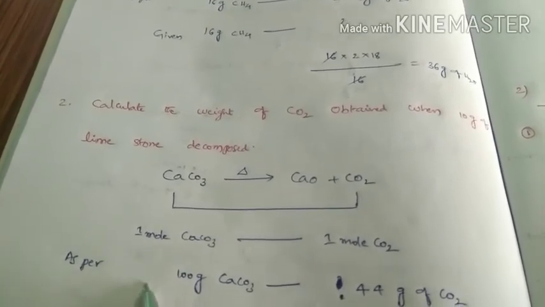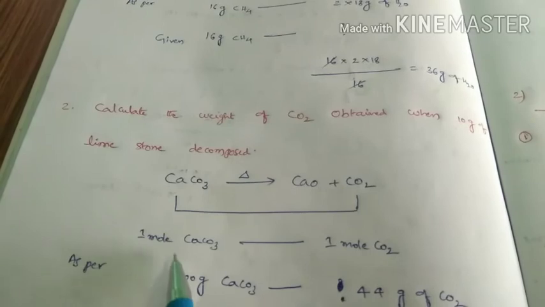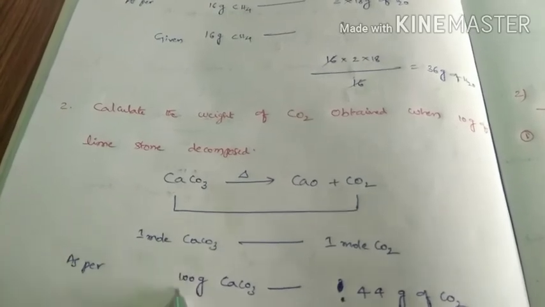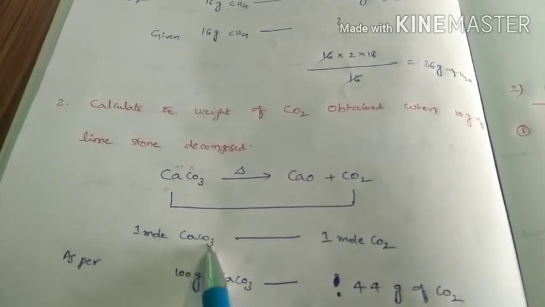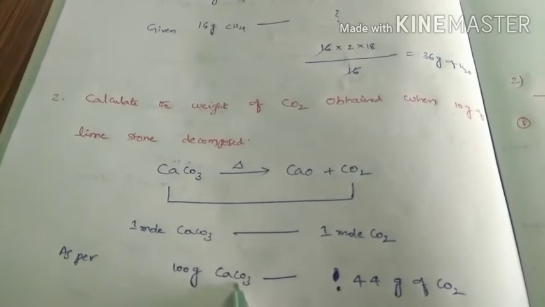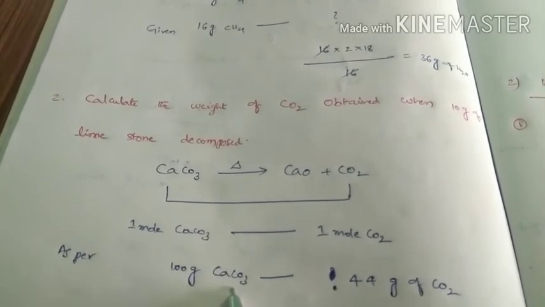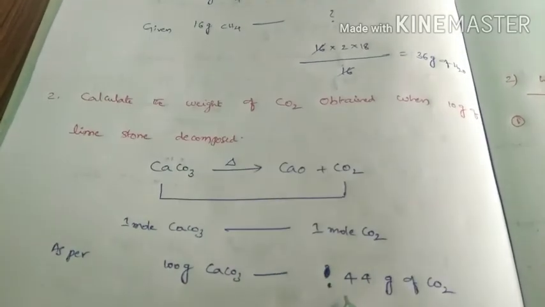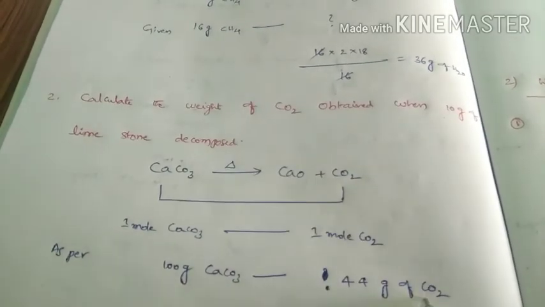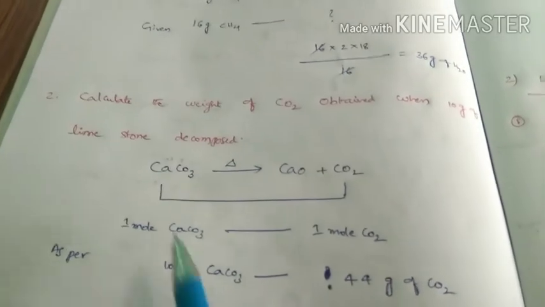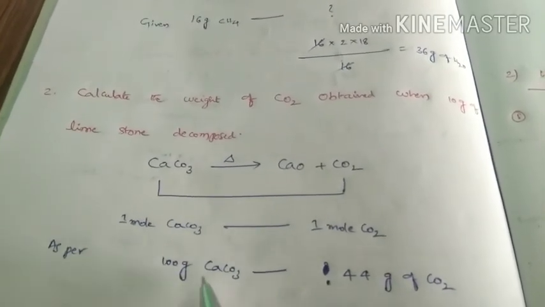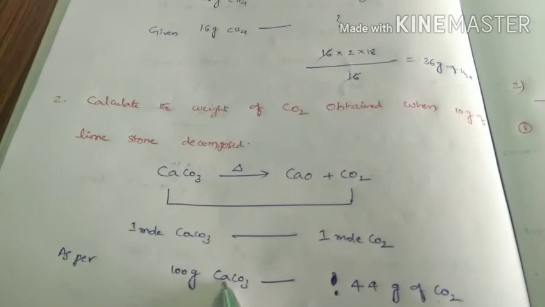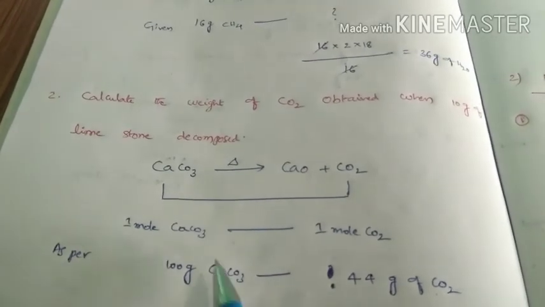First we have to write the amounts as per the equation. 1 mole CaCO3 is how much? 100 grams. 100 grams CaCO3 gives 1 mole CO2, that means 44 grams CO2. This is as per the equation. We are writing these amounts as per the equation. After writing as per the equation, we have to apply the given condition.